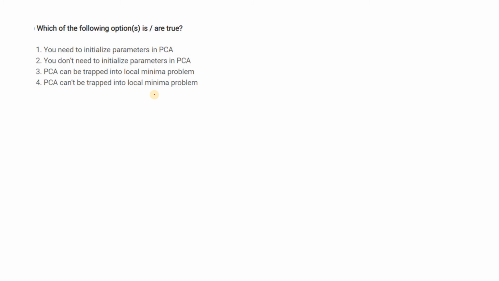Okay, so see, in PCA, there is nothing like an initialization parameter. Okay, right? No hyperparameter concept is there. So this option is correct. And see, in PCA there is nothing called local minimum question. Okay, it is not like some optimization problem, not like gradient descent.